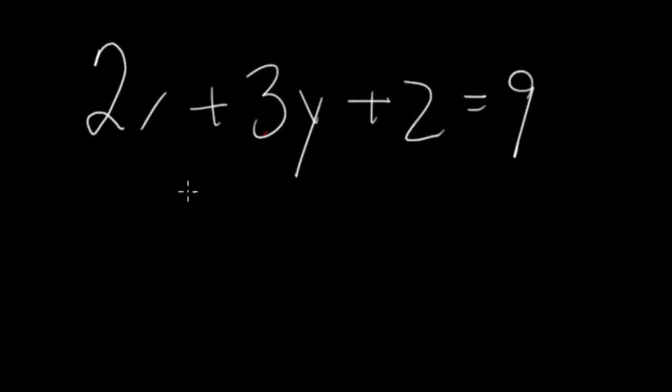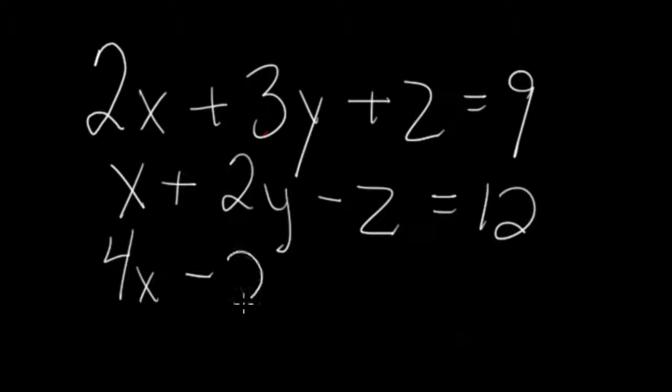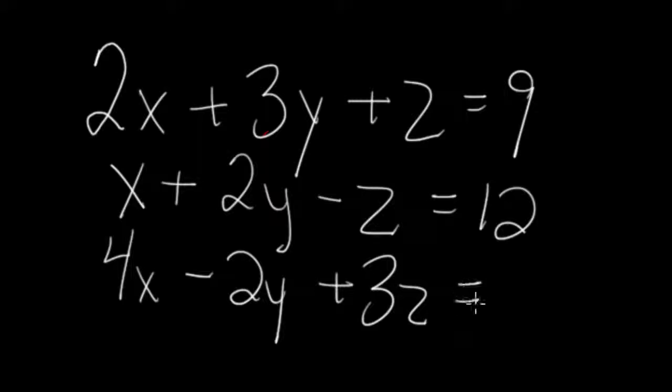Our first problem is going to be 2x plus 3y plus z equals 9. Oh, and that's an x. x plus 2y minus z equals 12. 4x minus 2y plus 3z equals negative 10. Believe it or not, we actually have to solve this.